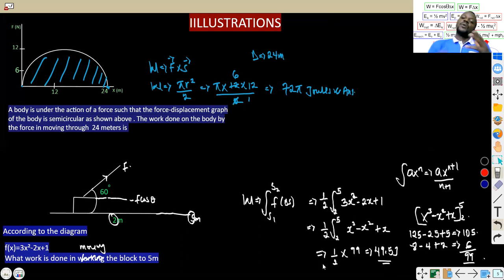So this is the way we solve questions on variable force. You have to integrate and you take the limit from one point to another. So students, keep variable force at the back of your mind, and as well area under the curve is also very important.